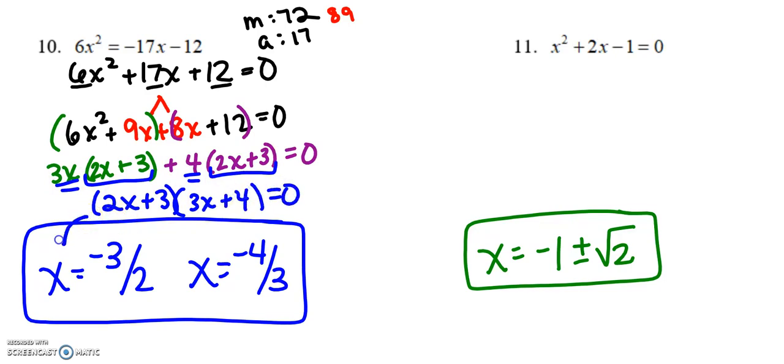Zero product property, set each one equal to 0. That's where my answers are coming from. Again, if you use the quadratic formula or completing the square, you would get to the exact same numerical values.